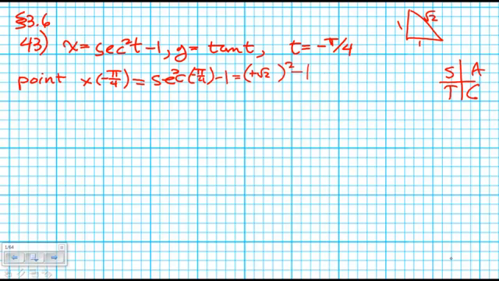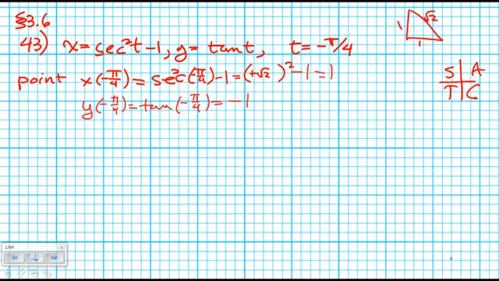All right. So this is square root of 2 squared is 2. 2 minus 1 is 1. Okay, so the x value is 1. How about the y part? Y of -π/4 is equal to the tangent of -π/4. π/4 has a tangent of 1, and in the fourth quadrant, tangent is negative. So the y value is -1. Now I've got my point.